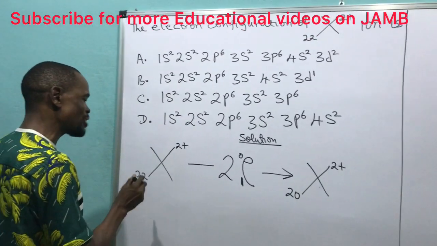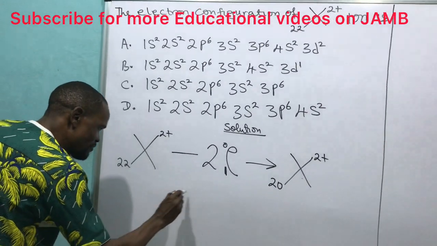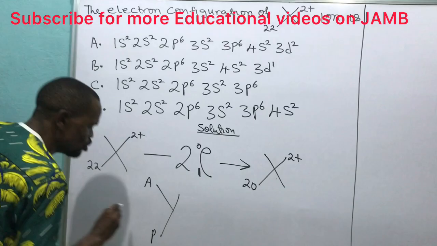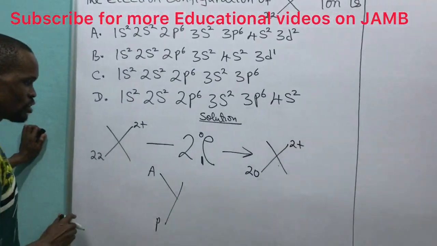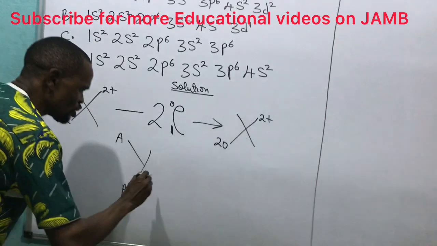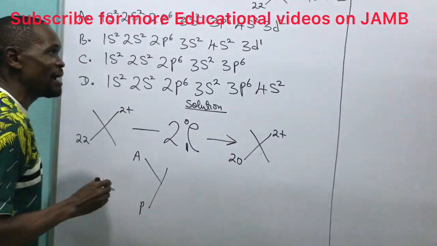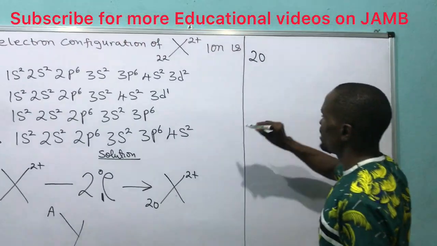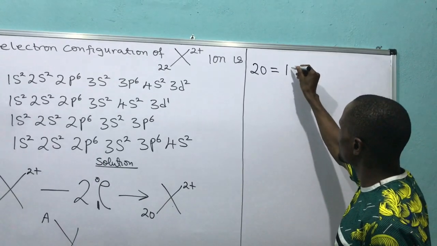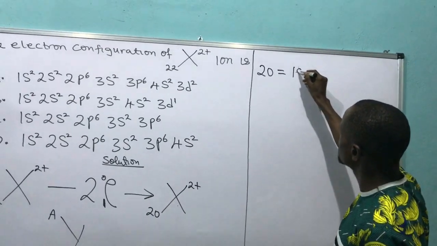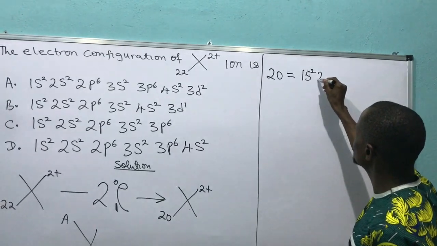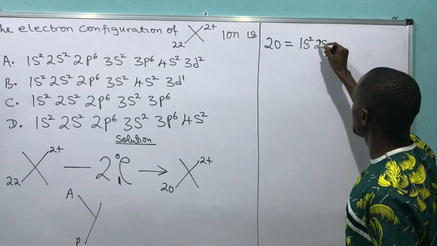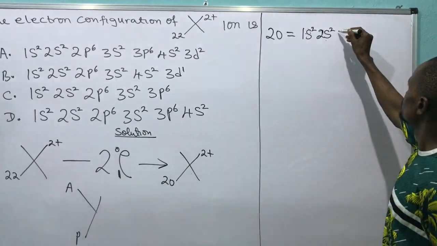By removing the 2 electrons, I will have 20. Remember, if this is my atomic number, it is the number of protons, which is the same thing as the number of electrons. Then we can write the electronic configuration. The number of electrons will now be 20, and I will have 1s2, then 2s2, 2p6.